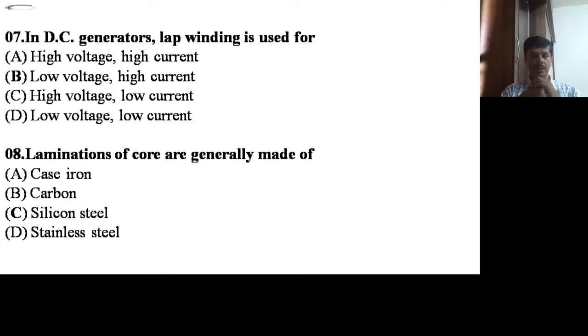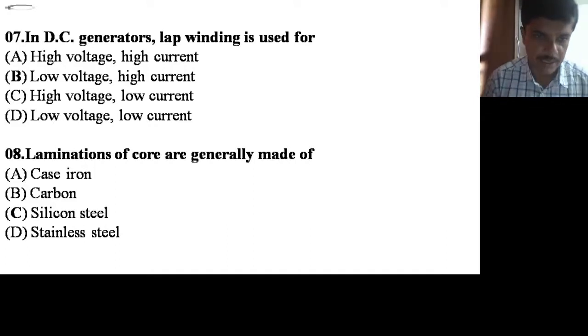Laminations of a core are usually made up of silicon steel. Silicon steel will have a very small thickness. So the silicon steel lamination will reduce the eddy current losses. So therefore usually they are using silicon steel for the construction of a core.